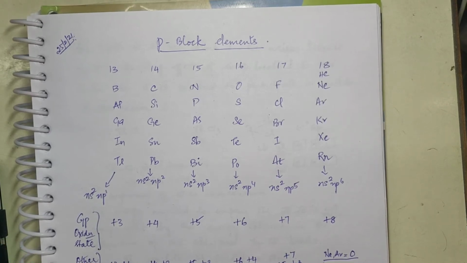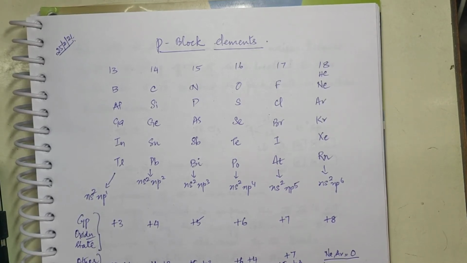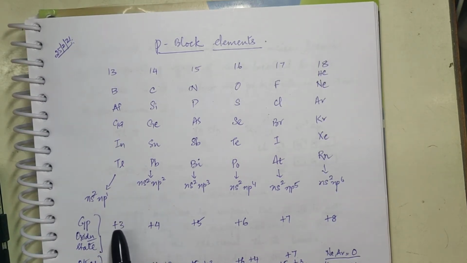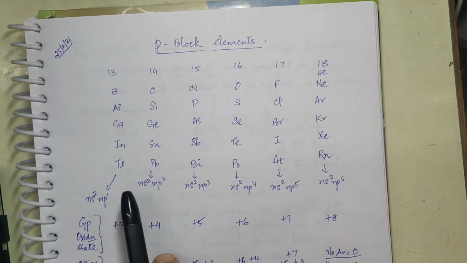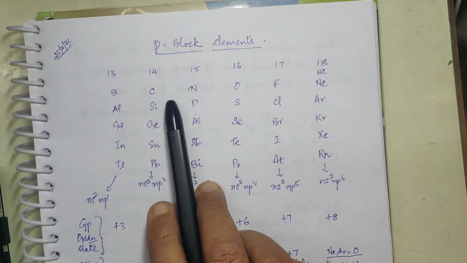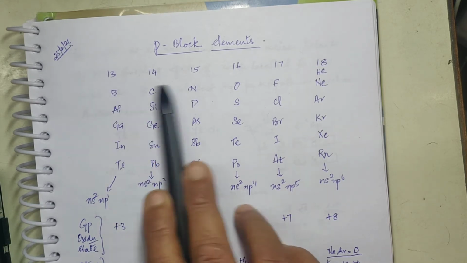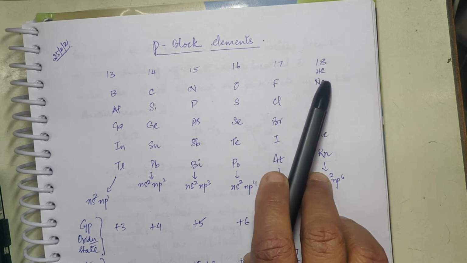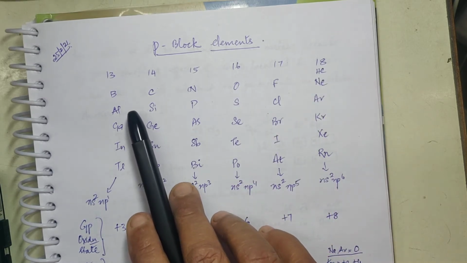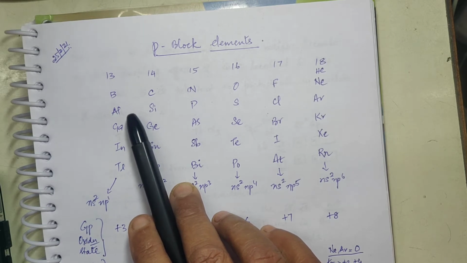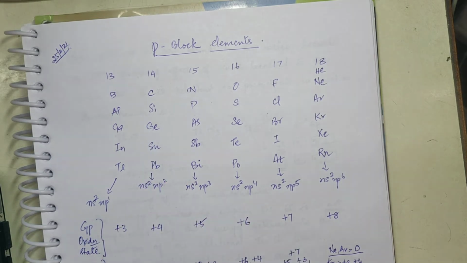Yes, children, today we will start with P block elements, the next chapter. You know already under periodic classification you have studied S block, P block, D block and F block. Now P block, where is it in the periodic table? It is between the 13th group to the 18th group. This is called P block because the electrons are filled up in the p orbitals of the atoms. Okay, so that is why they are called P block elements.